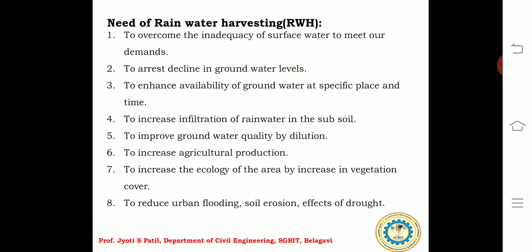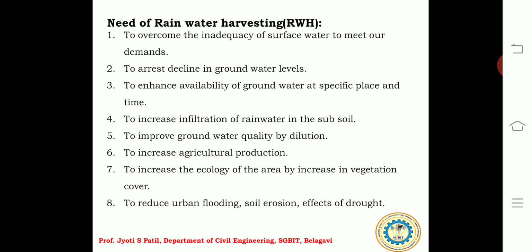So the next will be why rainwater harvesting has to be done. I mean the need of rainwater harvesting to overcome the inadequacy of surface water in order to meet our daily demands for the increasing population. With the increase in population, we lag in increasing the surface water. So we are getting an inadequate amount of surface water. So rainwater harvesting is necessary.